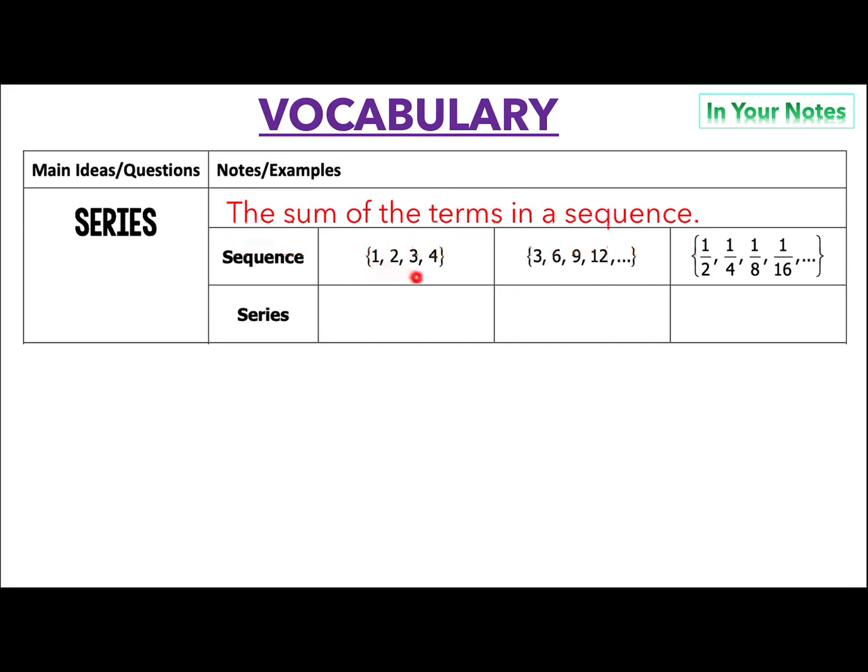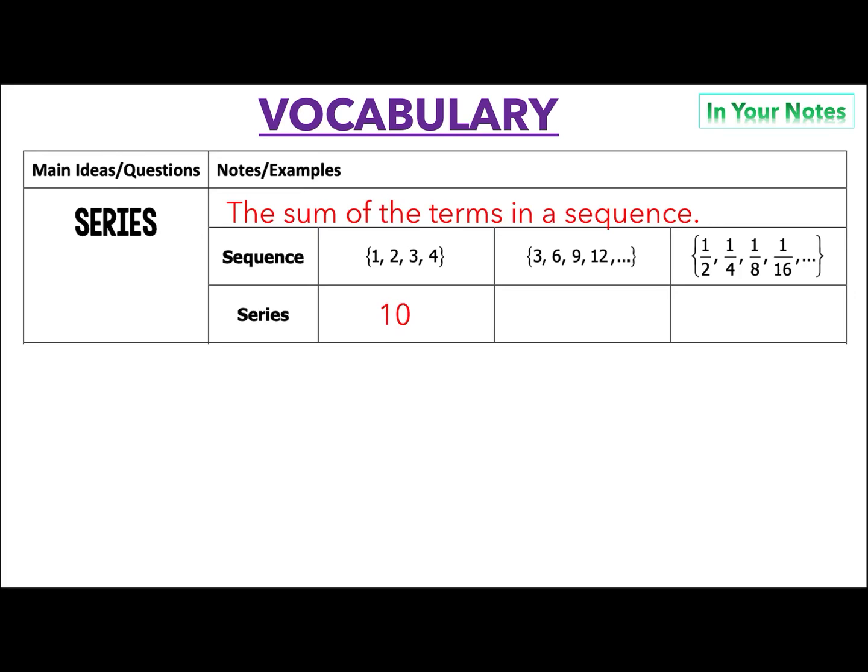So here are 3 examples of sequences. And a series is when you add the terms together. It's very simple. So for this sequence, it starts at 1 and this one actually ends at 4. So to find this series, all we have to do is just add 1 plus 2 plus 3 plus 4, which gives you 10. So the series for the first example is 10.